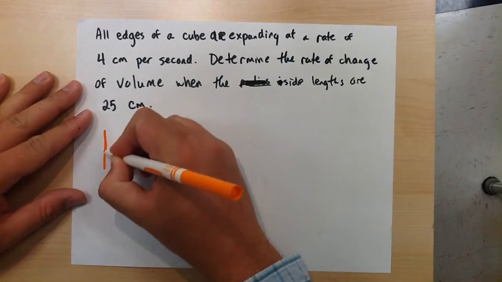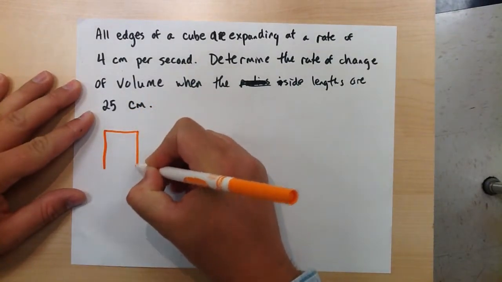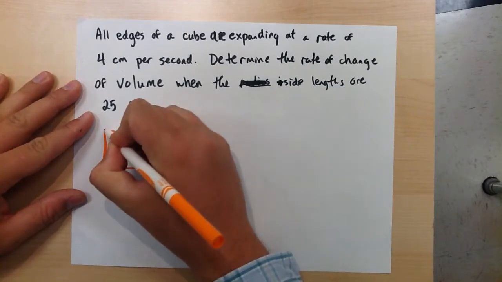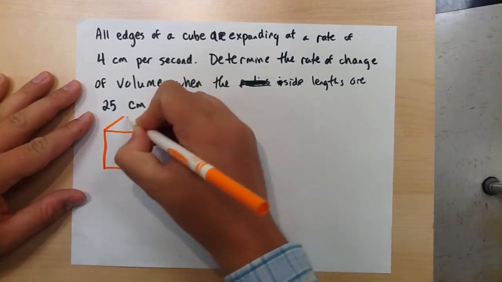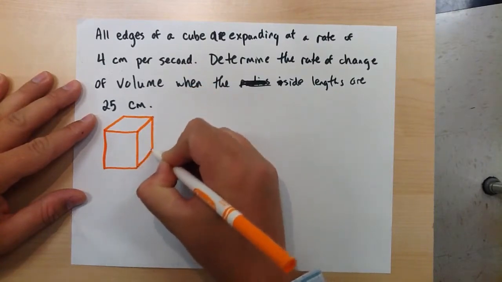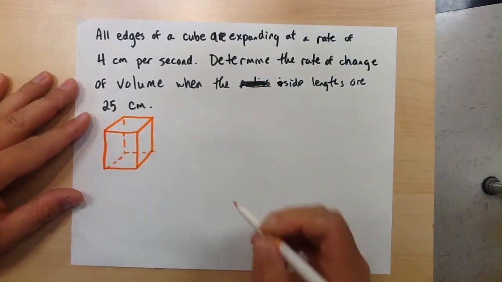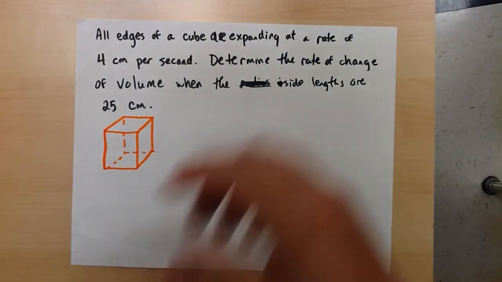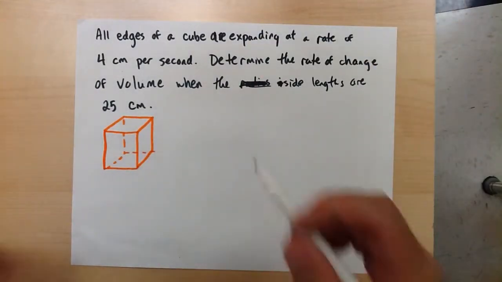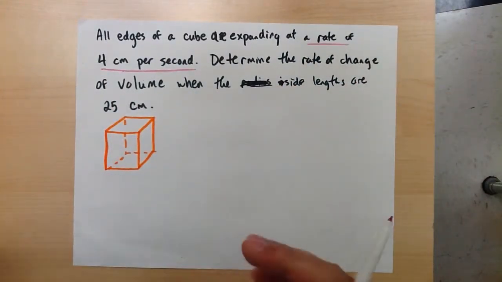Hopefully, if you've been watching the other videos or finding other really good ones online, you'll find that we generally start by drawing a picture if it's applicable, which it often is. So we got ourselves a cube. Nice little visualization. And we know the sides are expanding at a rate of 4 centimeters per second. So let's label the sides.